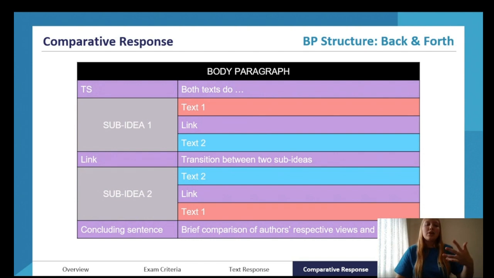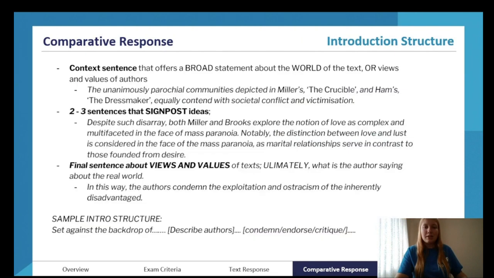And then in our concluding sentence, we also have a views and values statement, but it's comparing the authors' statements from the two texts. So it will identify what's similar and what's different in their message of views and values. And don't forget that this is also a comparative aspect, so there should be a similarity and a difference in your views and values statement.